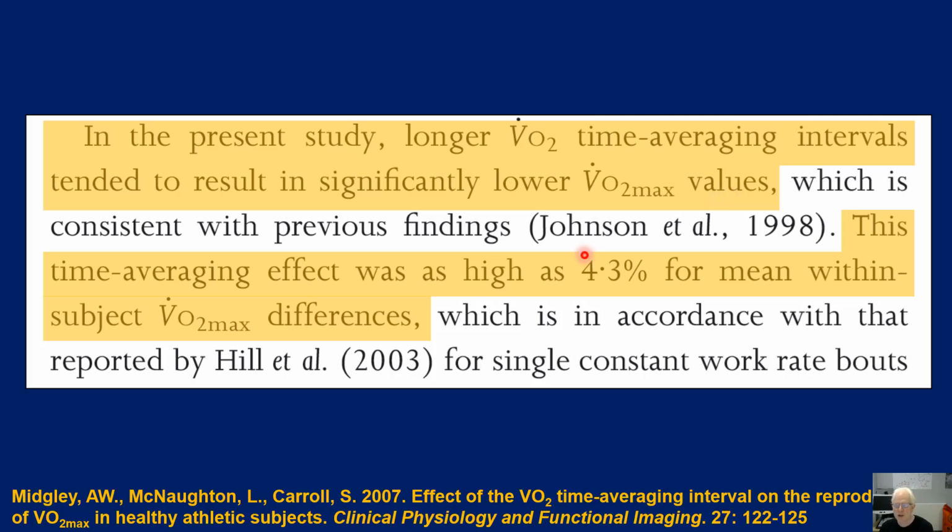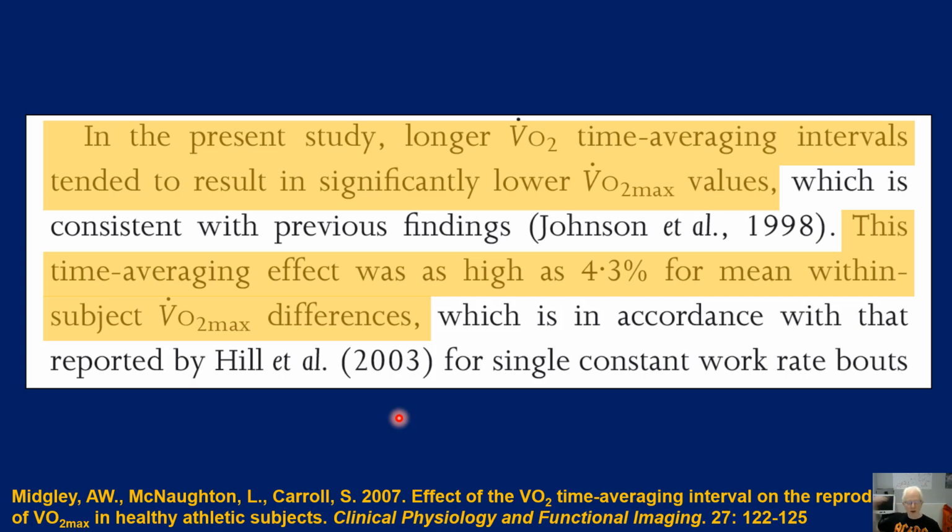And it's consistent with previous findings. This time averaging effect was as high as a 4.3% difference for mean within subject VO2 max differences. And this has big ramifications when you're using breath by breath data, because in a breath by breath response, you're collecting, as the term suggests, data each time a breath is taken. So towards the end of a VO2 max test, I may well be getting in the region of 45, 60, 65 breaths per minute.